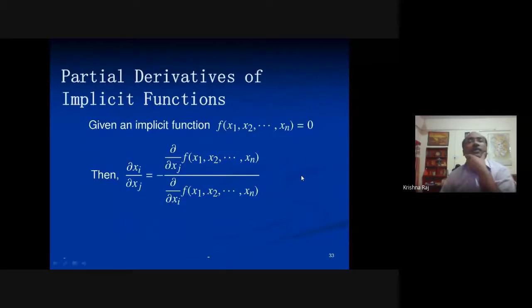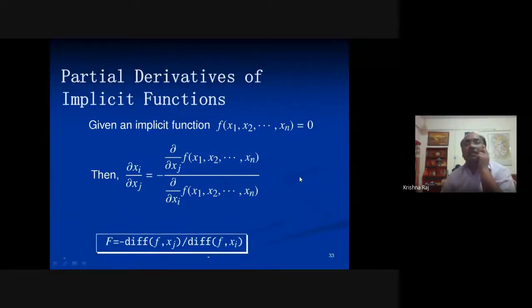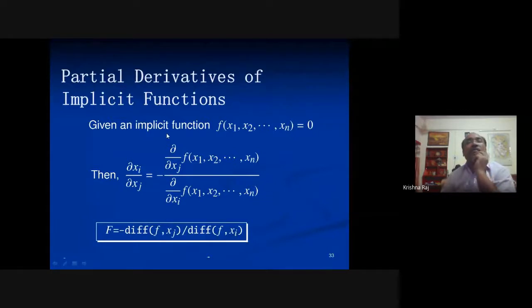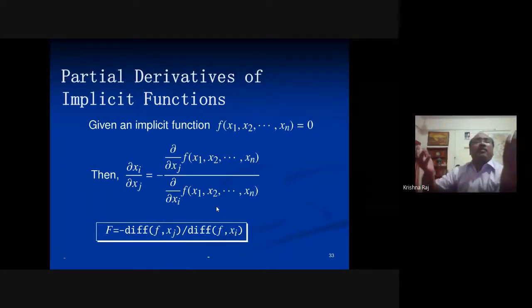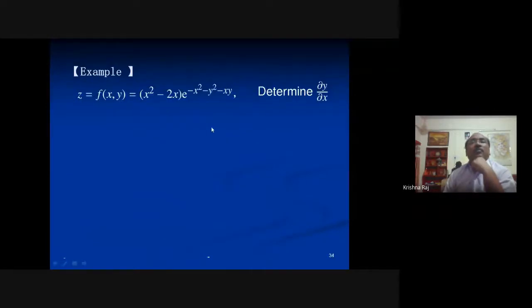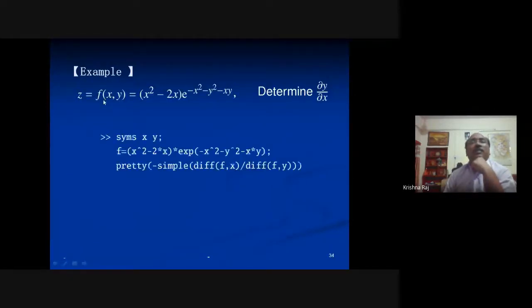The partial derivative of the implicit function, we can get here. Implicit means something that has not been expressed, but we can understand this one. And in Hindi it is named antarnihit. So for that type of function, we can use the differentiation here. Suppose we consider the example f(x, y) and determine del y by del x. Very simple. Just put the command and we will get the result here.